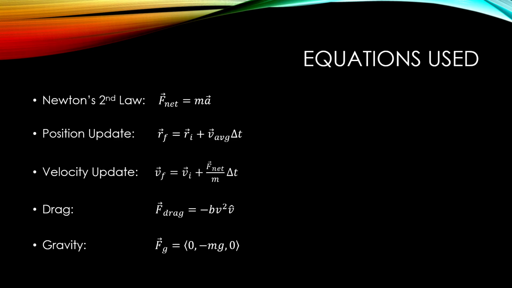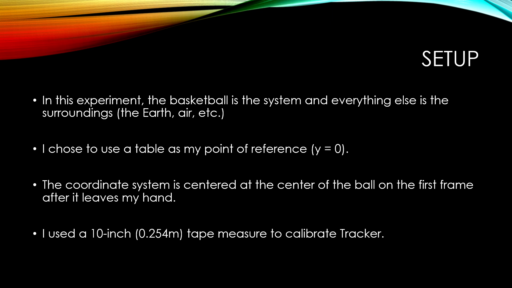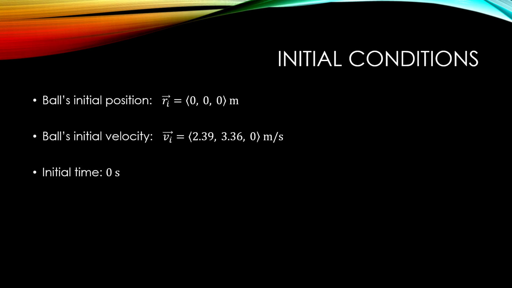Here are the equations we use. Newton's second law, F equals ma, and the position and velocity update formula come from Newton's second law. We also use formulas for drag and gravity. For the setup, the basketball is the system and everything else are the surroundings. I chose to use a table as my point of reference, or y equals 0. The coordinate system is centered at the center of the ball on the first frame after it leaves my hand, and I use a 10-inch tape measure to calibrate Tracker.